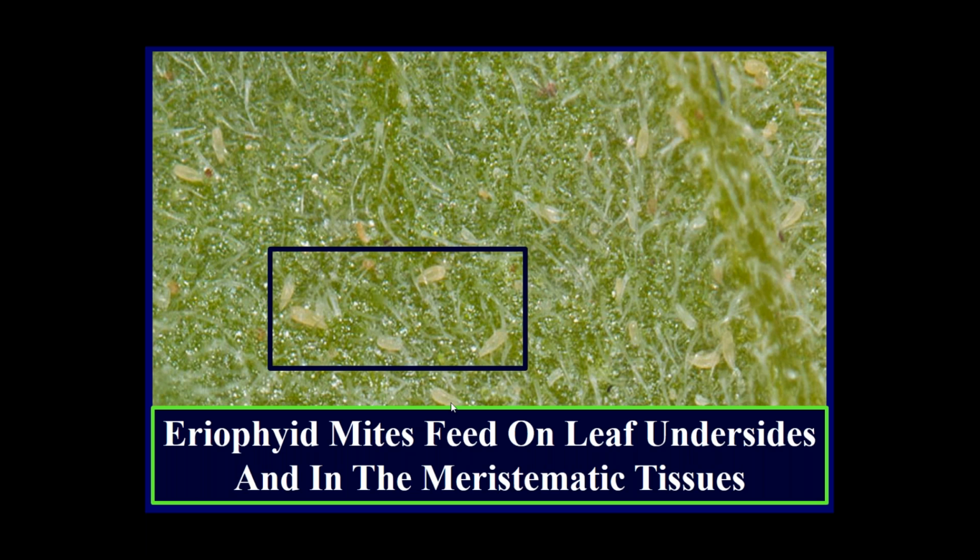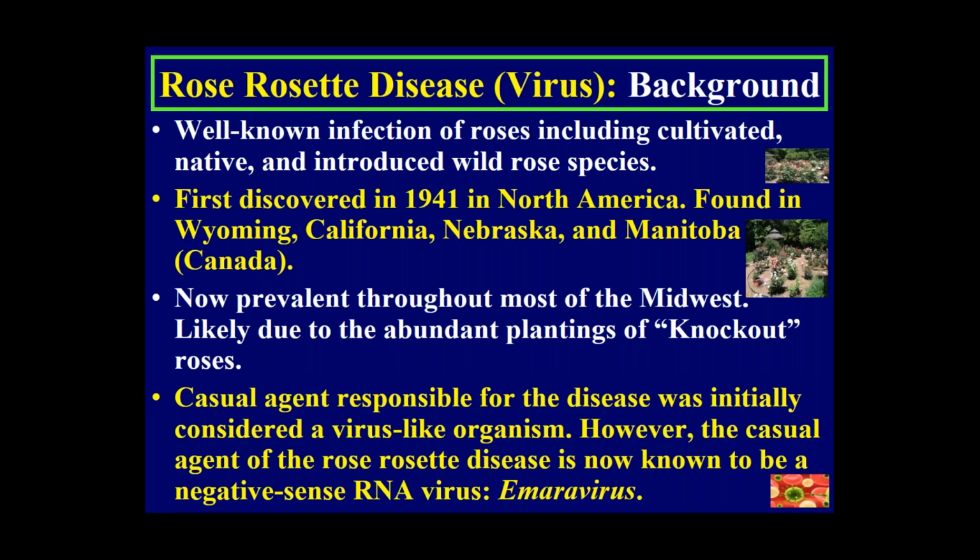They tend to feed in the meristematic regions of the buds and also, I would say, underdeveloped leaves. When the leaves are open, they tend to feed on the leaf undersides, but if the density is thick, they will feed on the top side of the leaf. So why am I talking about this mite? Because this is a vector of rose rosette disease.